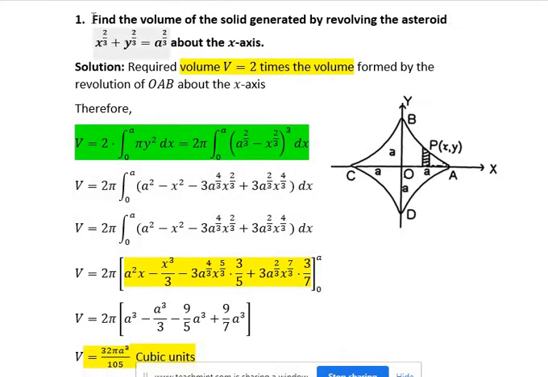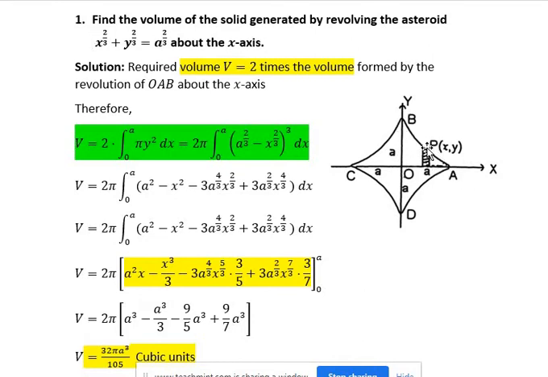Problem 1. Find the volume of the solid generated by revolving the asteroid x to the power of 2 by 3 plus y to the power of 2 by 3 equals a to the power of 2 by 3 about the x-axis. Now let us calculate the volume of the solid generated by revolving the asteroid. This diagram represents the asteroid. The required volume will be 2 times the volume found by the area AOB.